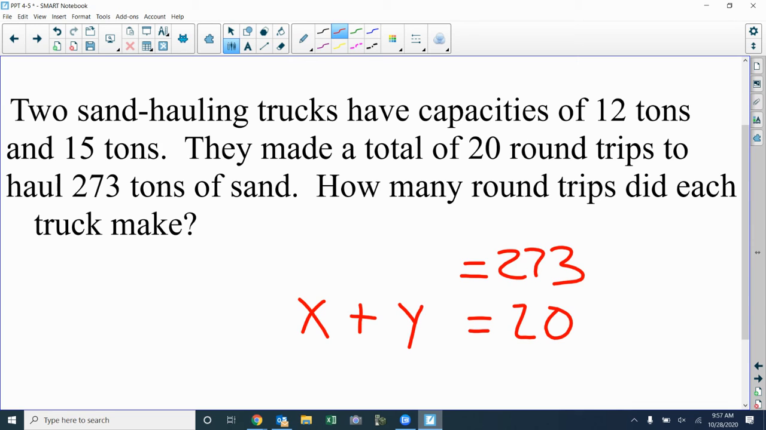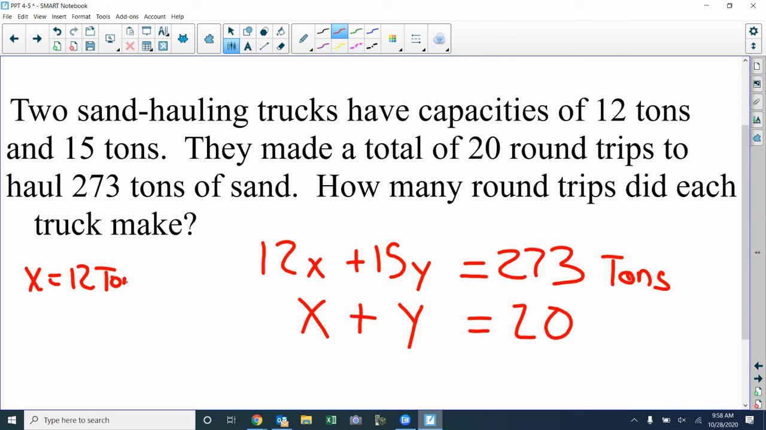Now, this is trips equal trips. This is tons, isn't it? So we need to represent tons plus tons equal tons. So what are the tons? 12x plus 15y. Now, let's designate: x equals the 12-ton truck, and y equals the 15-ton truck, because we really can't label them much different than that, okay?